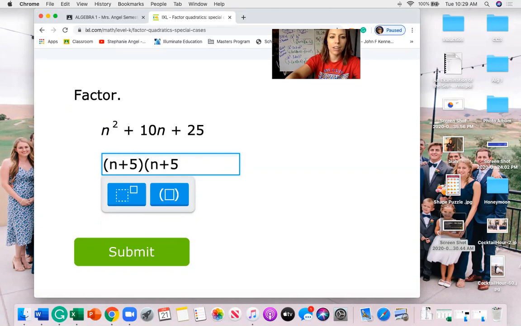5 and 5. Because n times n is n squared, 5 times 5 is 25, and 5 plus 5 is 10. This actually is a difference of two squares.